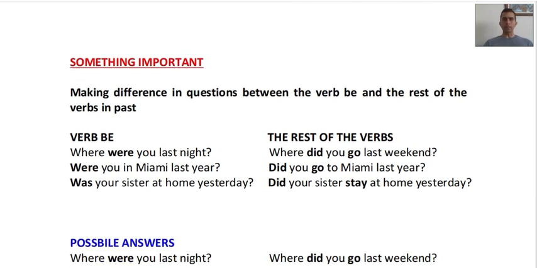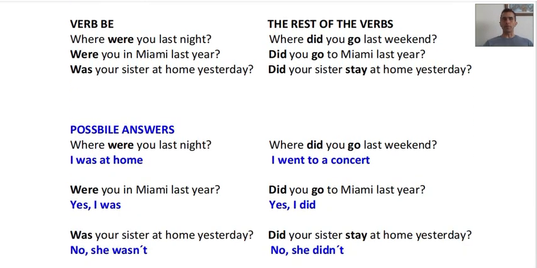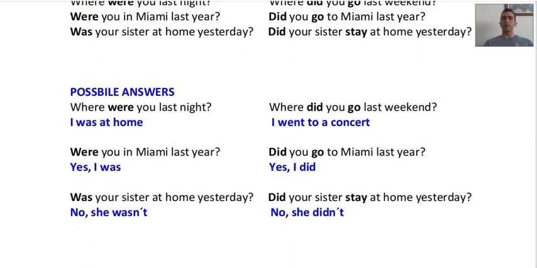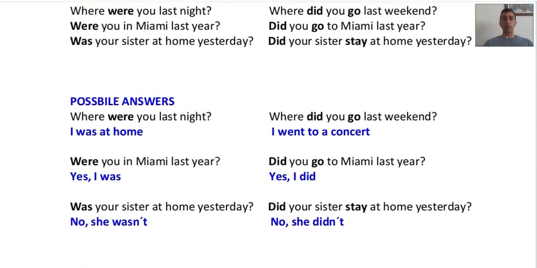Posibles respuestas acerca de estas preguntas, claro que las tenemos. For example, right here we have some possible answers for the previous questions. Okay, for the previous questions. So let's try to go one by one through the questions and let's check the possible answers. For example, where were you last night? I was at home. Were you in Miami last year? Yes, I was. Was your sister at home yesterday? No, she wasn't. Entonces mira que cuando preguntamos con el verbo be en pasado, por lo general, también podríamos utilizar ese verbo be en pasado para responder.